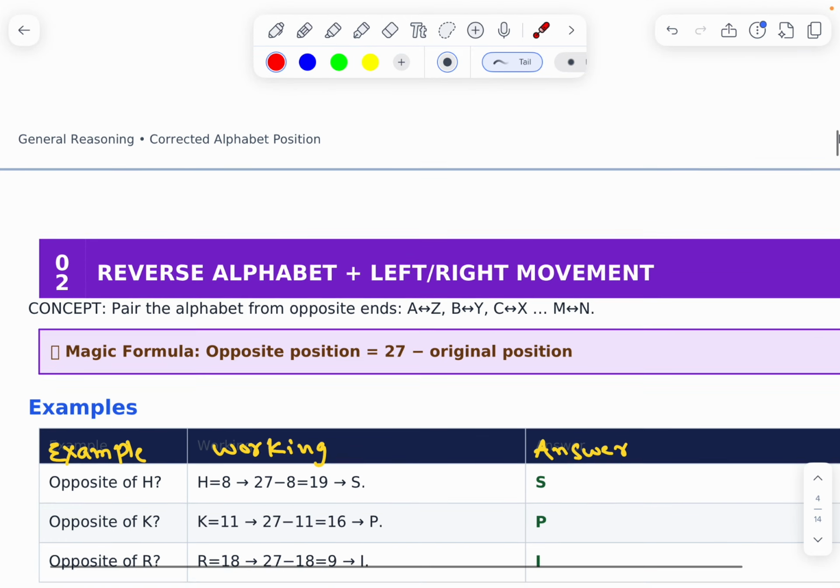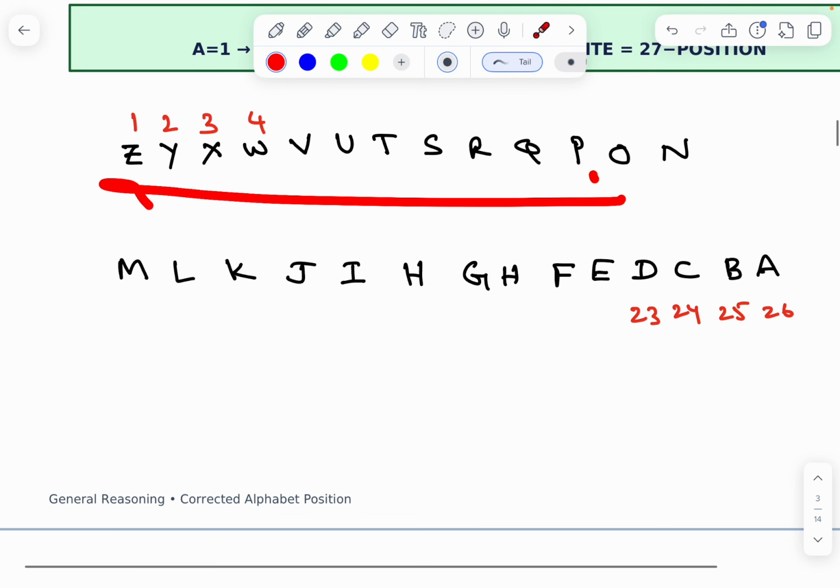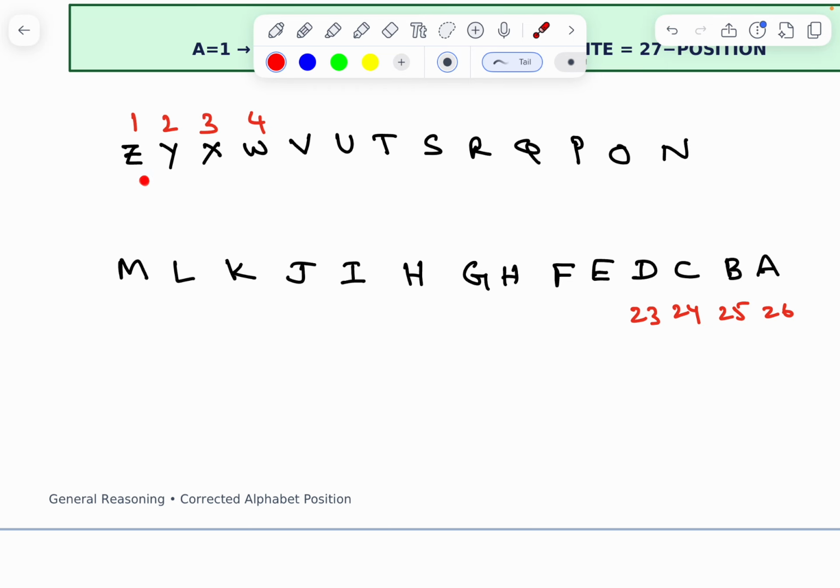Next, reverse alphabets and left to right movement. This is also most important. Reverse alphabets, we already discussed here. This is the reverse alphabets. Z is equal to A, Y is equal to B, X is equal to C, W is equal to D, like that.